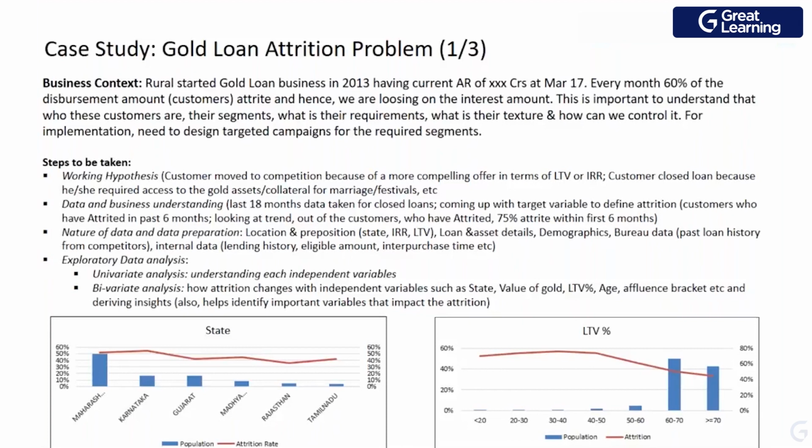Now, LTV and IRR are two very important concepts. Typically, they are used in loans, business, and financial services. LTV is loan to value. So if my gold is worth 1 lakh, how much of a loan am I able to get by giving that 1 lakh worth of gold? Let's say if I'm able to get 75,000 out of the gold loan, then my LTV is 0.75 or 75%.